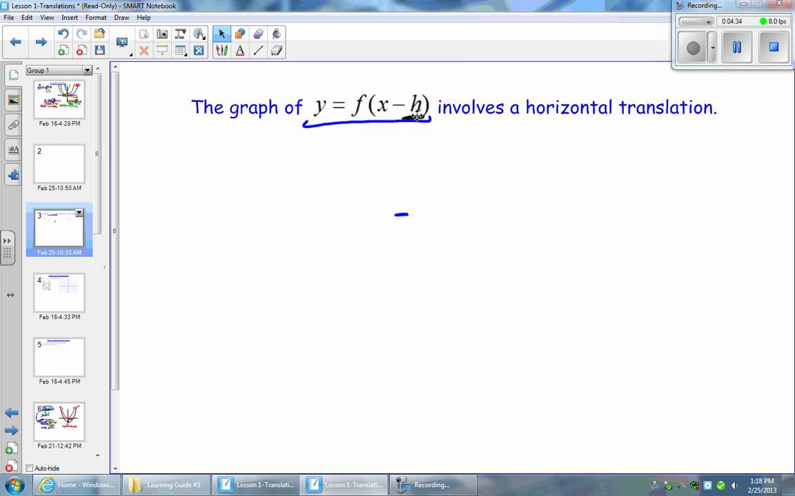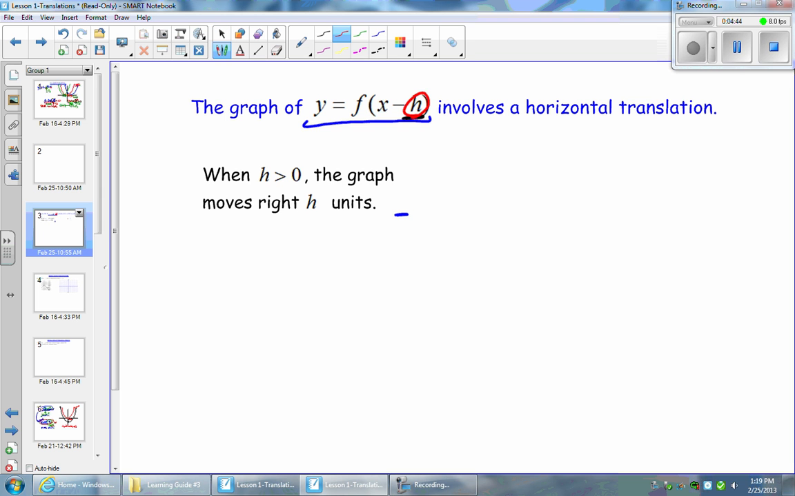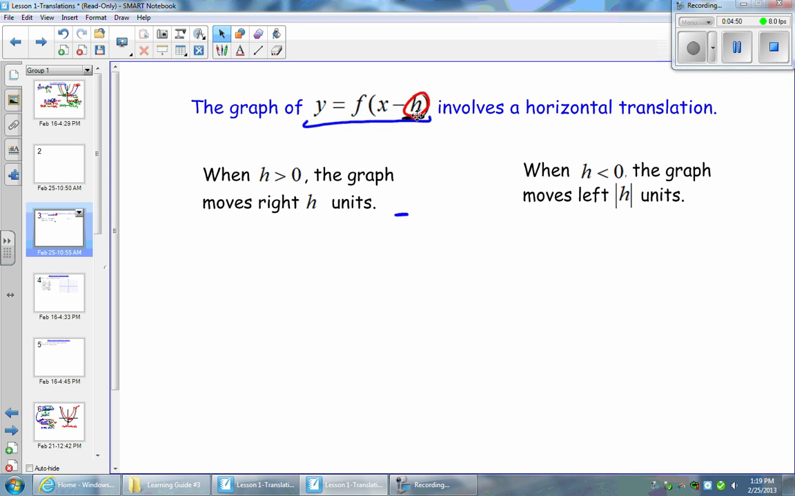So there are obviously two types here. The first type is when h is greater than 0, the graph moves right h units. Okay, so when this value h is greater than 0, we're moving right. Okay, and the second case is when h is less than 0, the graph moves left the absolute value of h units. So we're taking the absolute value of our h because you cannot move a negative amount of units. So it's really important you're taking the positive case of your negative h. So there is the general case right there, and that's my introduction to horizontal translations.